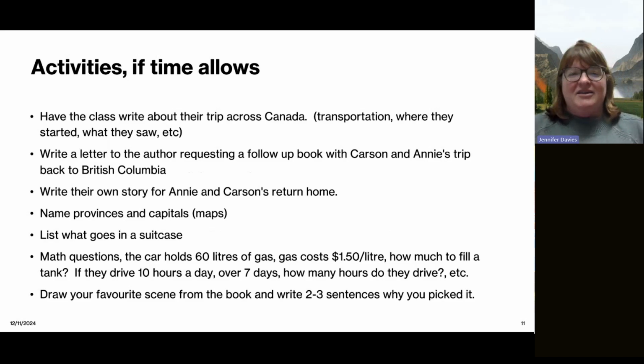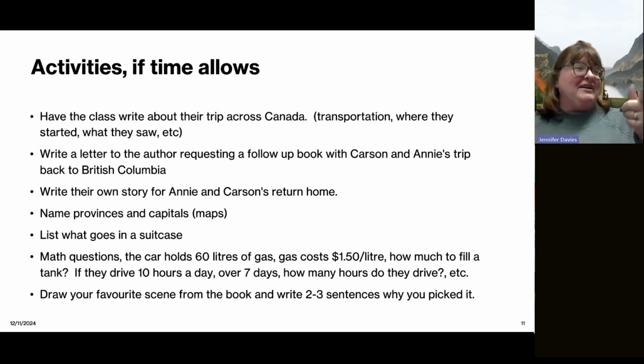If there's more time, have a class write about their trip across Canada, what transportation, where they started, what they saw. Write a letter to the author, Linda Bailey, requesting a follow-up book with Carson and Annie's trip back to British Columbia, because it just ends with them in Newfoundland.